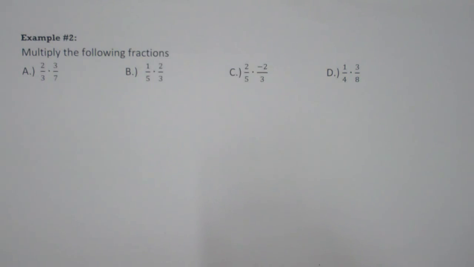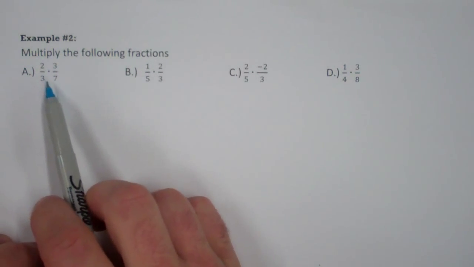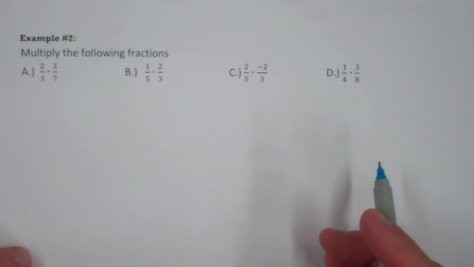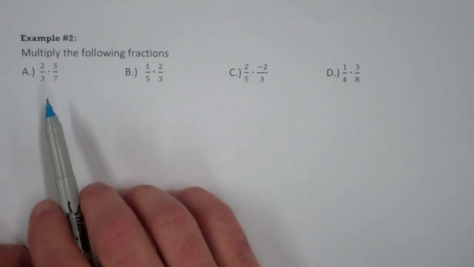In example 2, we need to multiply the following fractions. Multiplying fractions is pretty easy. You just go straight across, the numerator times the numerator and the denominator times the denominator. Often what trips up students is the simplifying part. So I'll show you a couple different ways to do this first problem.